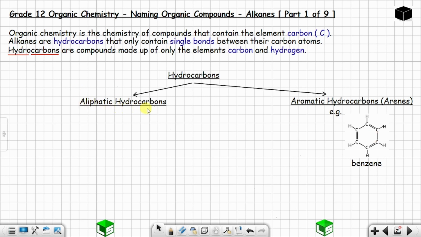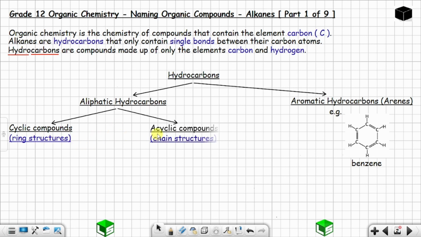Now aliphatic hydrocarbons are divided into cyclic compounds, which are ring structures, and acyclic compounds, which are chain structures. Cyclic compounds are also not part of the grade 12 curriculum, so don't stress about them. Nevertheless, let me give you an example of a cyclic compound. You have this, which is known as cyclopentane. This is an alkane, but in the form of a ring structure. You can see this is a ring structure made up of 5 carbons. So this is known as cyclopentane.